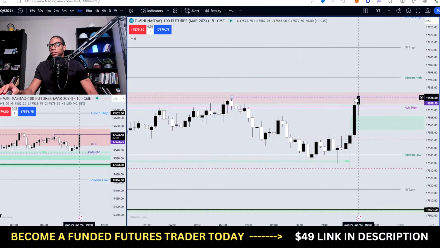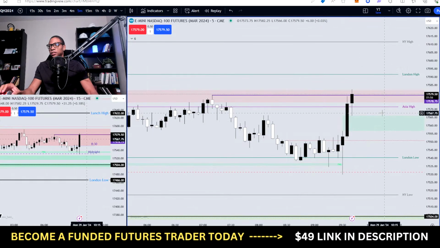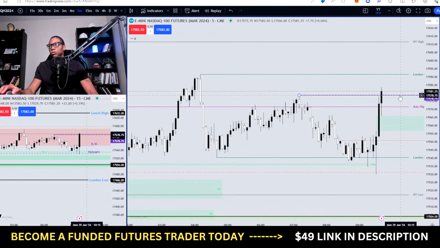All right, so we did take that high there. So we retraced a little bit, but price eventually came to take that high. Now let's see if it wants London high next. It looks like it probably does.